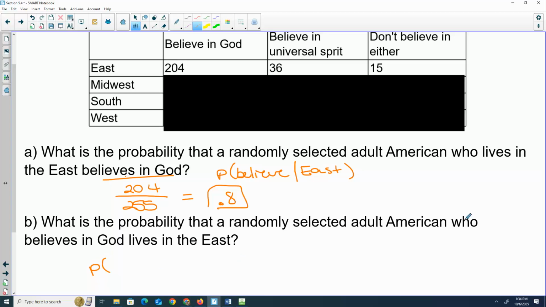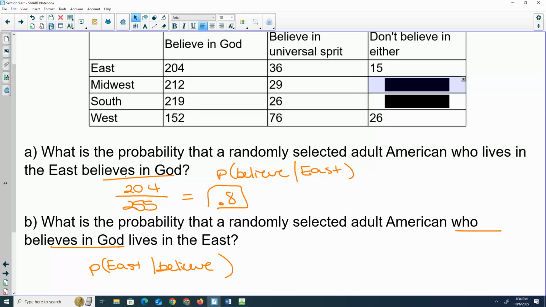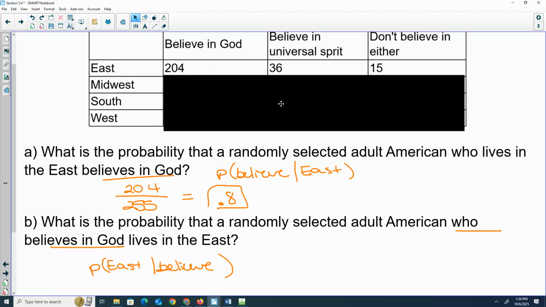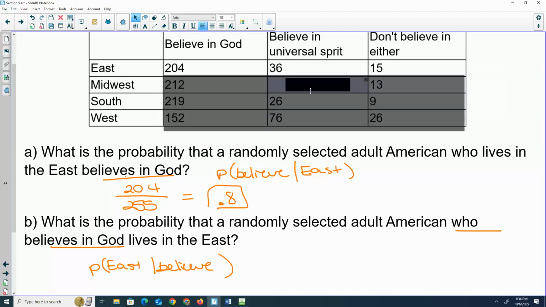What's the probability that a randomly selected adult who believes in God lives in the East? What is the thing that I know this time? I'm saying this time they believe, and I'm trying to find the probability that if they are someone who said they believe, that they are from the East. So now, my condition, I know, whoops, that's not what I wanted it to do. I know they said they believed, so I'm only looking at, I don't know why my thing keeps disappearing. These people.